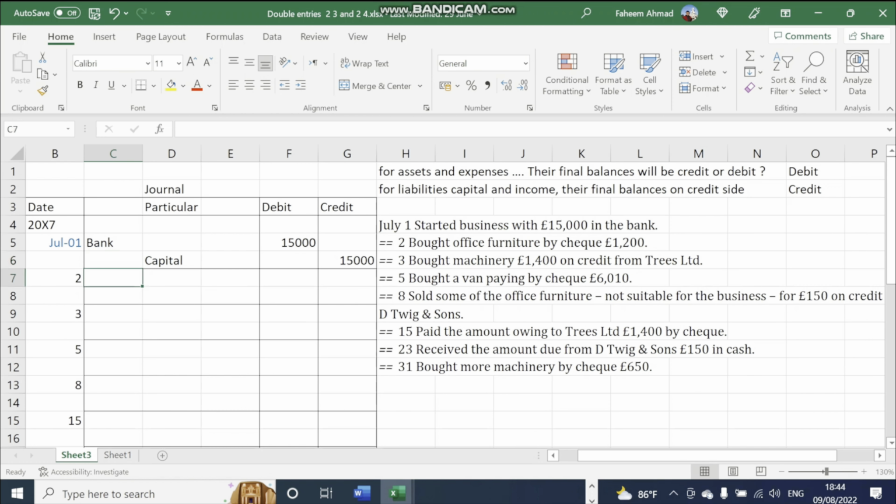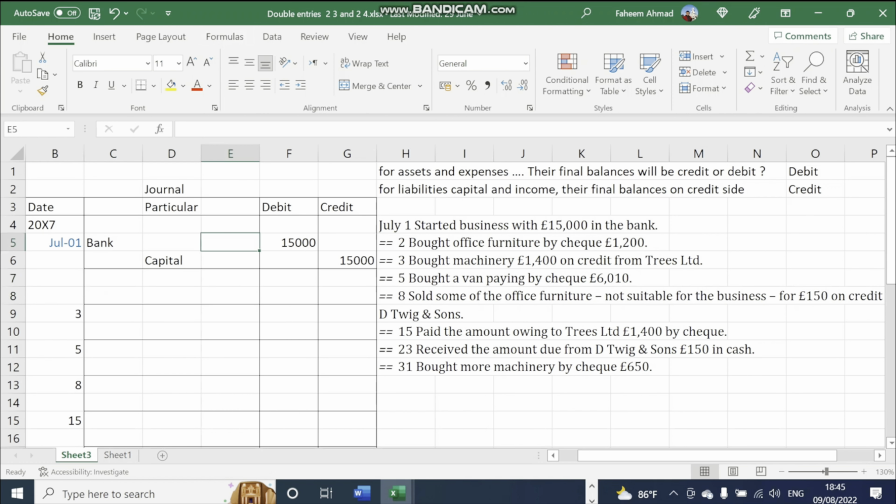Here we can also write a narration, but I'm not passing here, but passing narration is very easy. You simply have to write to record. I will copy rest of it here. Start of business with 15,000 pounds in the bank. So this is a narration. A narration is like a little detail about the business transaction. So whichever business transaction you are recording, in narration you will write to record and then just copy paste rest of it from the transaction. This is how you will write narration. In my video, I'm not gonna write narrations, but if you want to, you can write narrations. It's up to you.